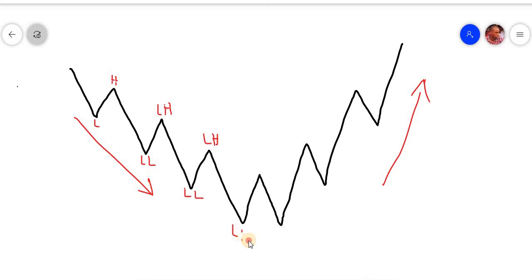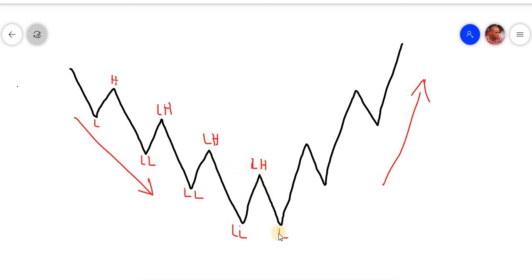We have a lower low. Then this low, they seem to be on the same horizontal line, so we cannot call this a lower low, we can just refer to it as a low. Actually, this is what we refer to as a double bottom. When you are learning chart patterns, you understand that this is a double bottom, and this of course is a lower high because it's lower than this high.